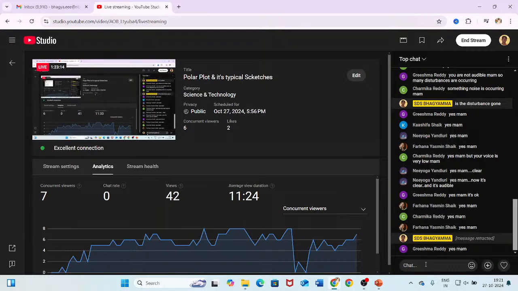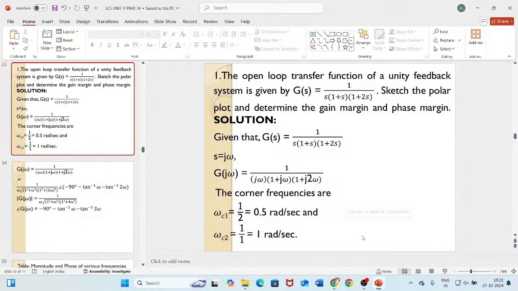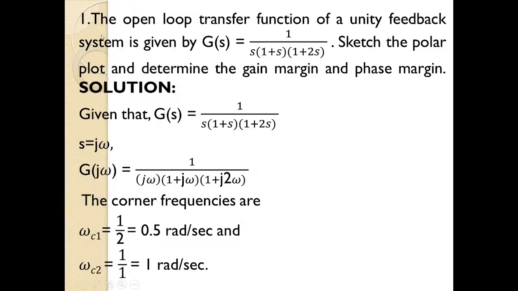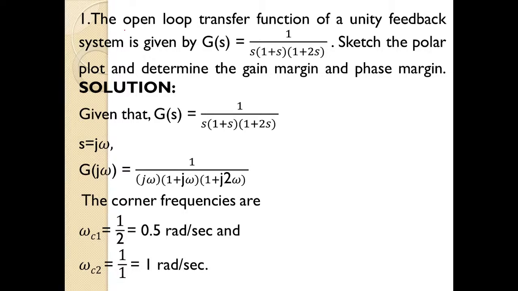Okay then. So we'll solve a numerical problem. You people plot the graph. An open loop transfer function of a unity feedback system is given: G of s is equal to 1 by s into (1 plus s) into (1 plus 2s). So this is our open loop transfer function.